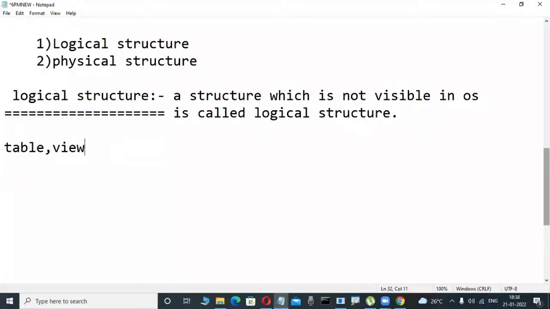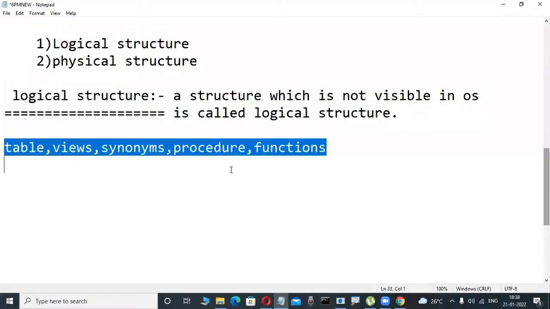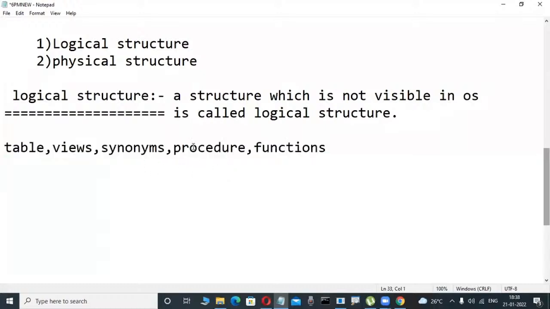Views are there, synonyms are there, indexes are there. These are all database objects. So many things are there. Procedures, functions, triggers, packages are there. These are all related to the logical structure. That is not visible in the operating system. Whatever courses we are learning, so many objects, those are not in the operating system.